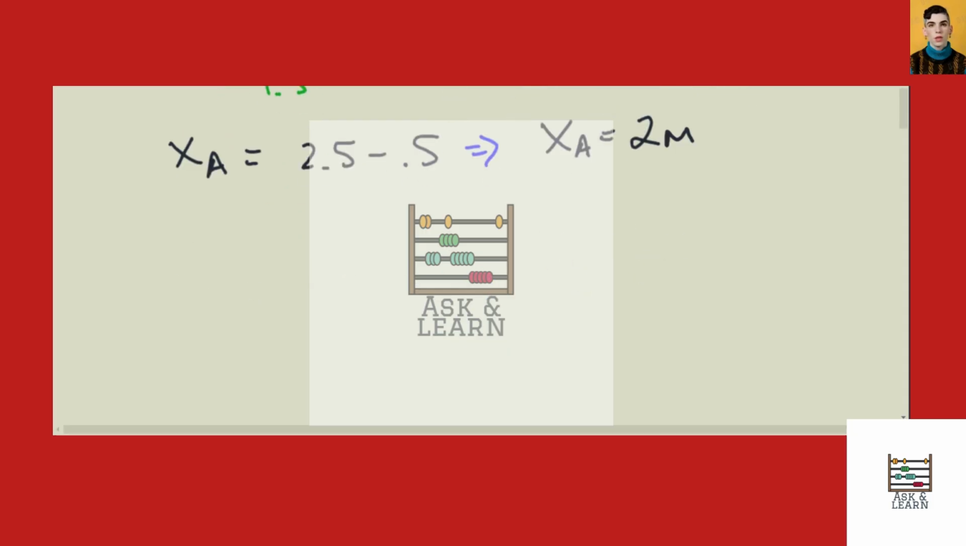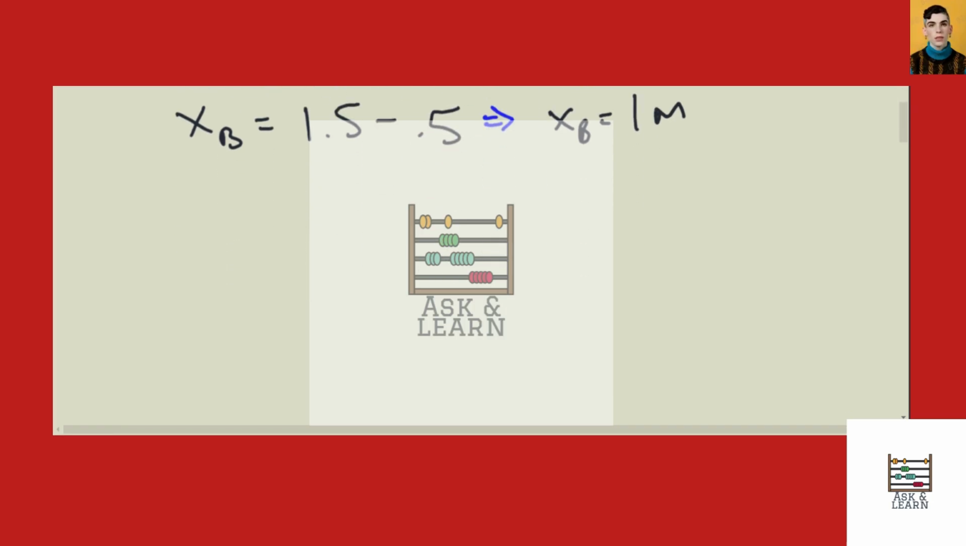And now xB, the length of the spring at point B, at the bottom, we know that the distance will be 1.5, so it'll be 1.5 minus the length when it's unstretched. So for xB, we have 1 meter. So now we can plug this back into our energy equation so we can find the velocity.